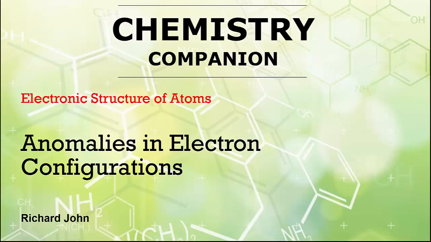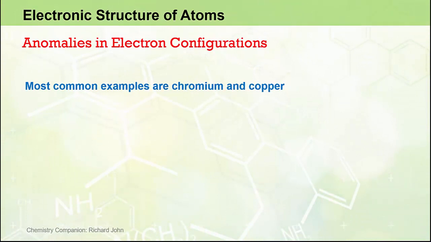In this video, we will see how applying the Aufbau principle and Hund's rule can actually lead to incorrect electron configurations. In other words, we are going to be identifying some common anomalies in writing electron configurations. The most common examples of anomalous electron configurations that are cited involve chromium and copper.